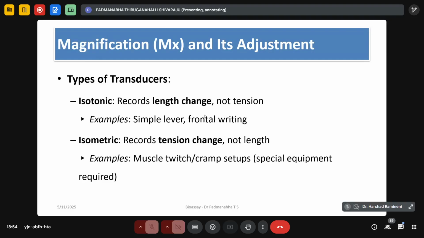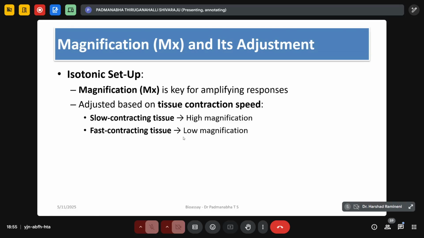What are the types of transducer we need to understand? We have isotonic and isometric. The isotonic records the length change, not the tension. Examples are a simple lever and the frontal lever. Isometric records the tension change but not the length. Whenever we get a muscle twitch, we talk about measuring the tension change, so it requires special equipment, whereas for isotonic, recording the length change, that is the contraction, we can use a simple lever or a frontal writing lever. Coming to the isotonic setup, magnification is the key for amplifying the response.